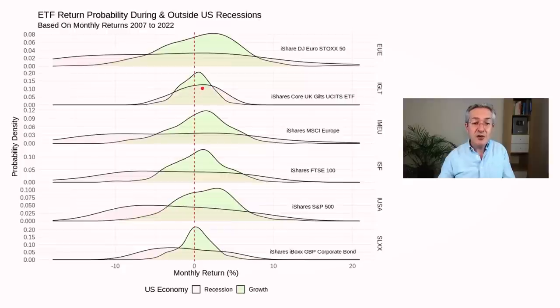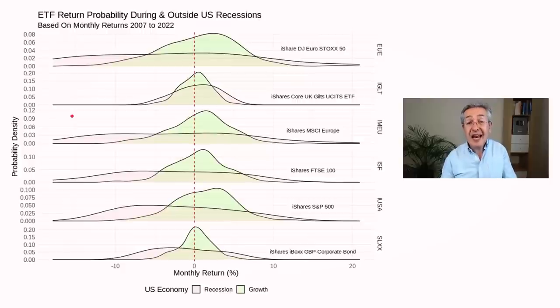Contrast that with a safe haven asset like UK gilts, and you can see that even during a recession, the distribution is kind of pushed to the right into positive territory. And that's because it's a safe haven asset. Of course, not all returns are positive. You can see that there's some probability distribution which is negative, but critically, there isn't a big negative tail, and that's why it's a safe haven, even during a recession.